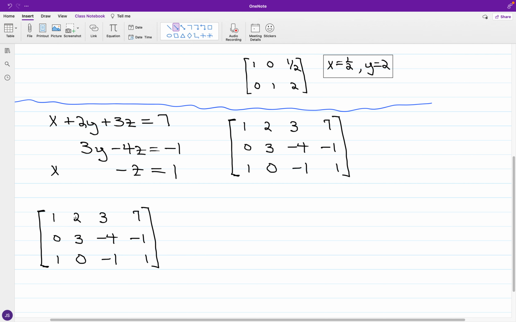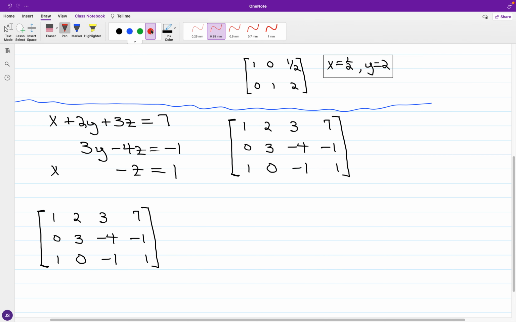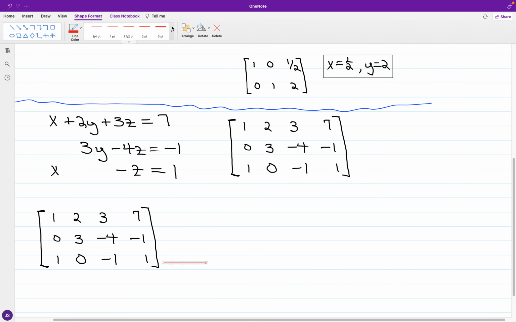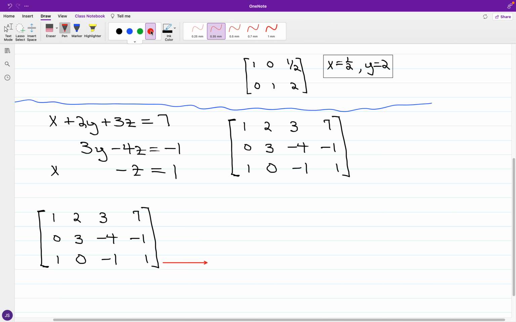So we have 1, 2, 3, 7 at the top, 0, 3, -4, -1 in the middle, 1, 0, -1, 1 at the bottom. I want the first column to be 1, 0, and 1. If I look at the last row elements, I'm going to deduct everything from the first row. So you can see we have R3 minus R1.